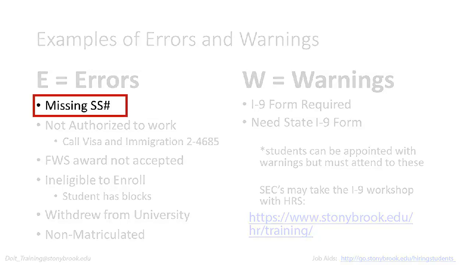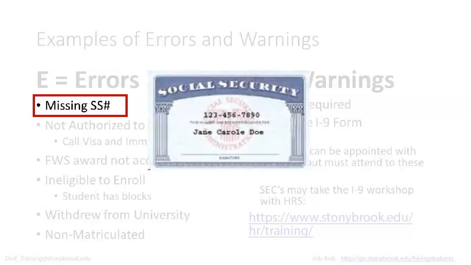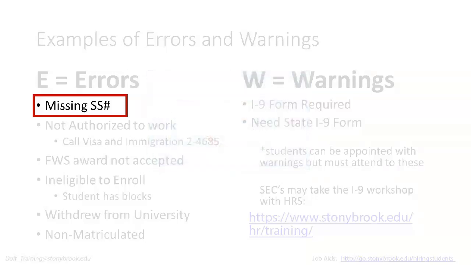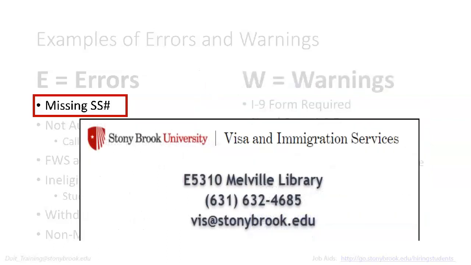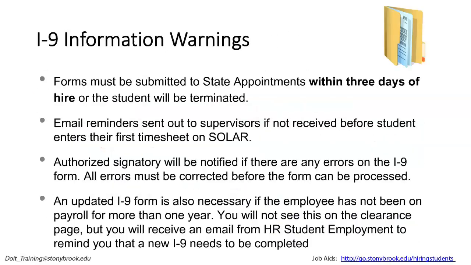Please note, a student is not eligible for employment under the Federal Work Study or Student Assistant Program unless they have a valid Social Security number. If a student has recently received a valid Social Security number, the student needs to go to the registrar's office to update their record. If the student is an international student, please refer the student to Visa and Immigration Services for assistance.